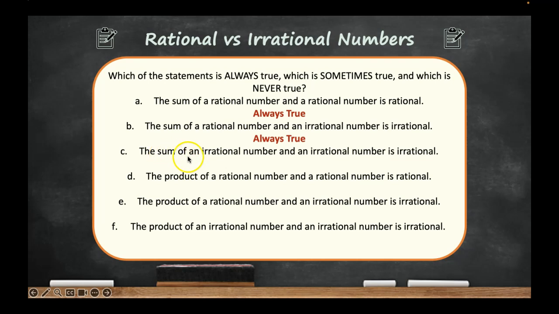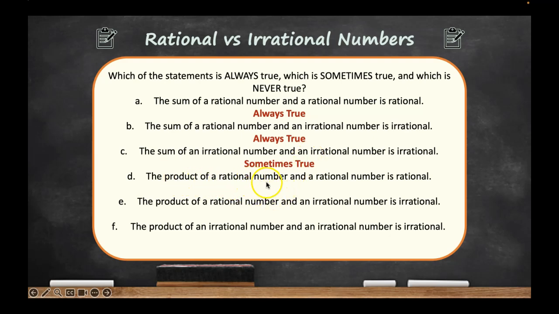Now see, the sum of an irrational number and an irrational number is irrational. Sometimes true. Because think about it. Negative square root of 3 is an irrational number. Square root of 3 is not a perfect square, so that's an irrational number. Negative square root of 3 plus a positive square root of 3 is 0. That's a rational number now. So it's not always the case. Most of the time, but not all the time.